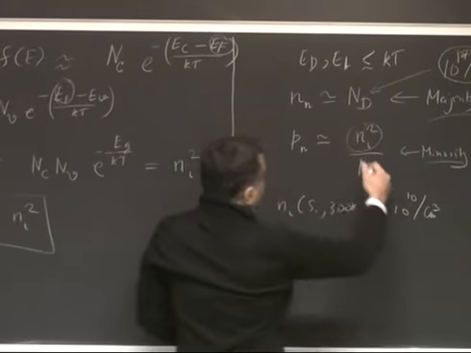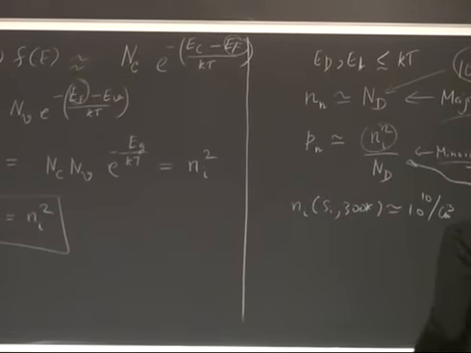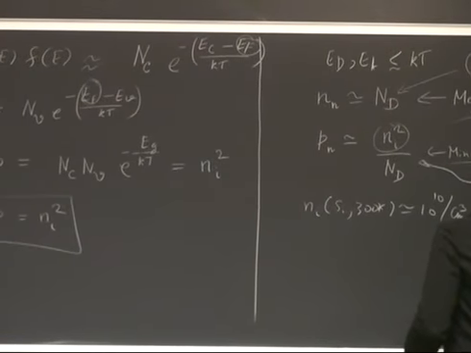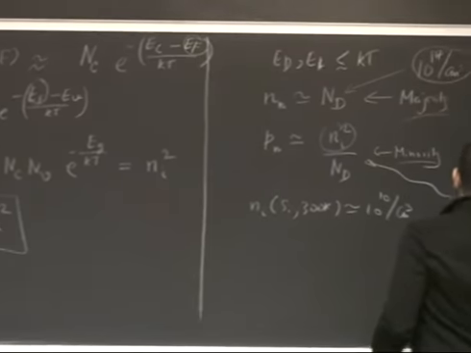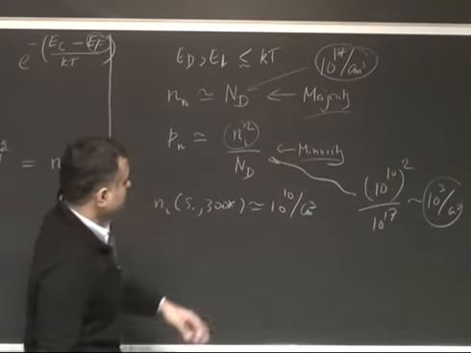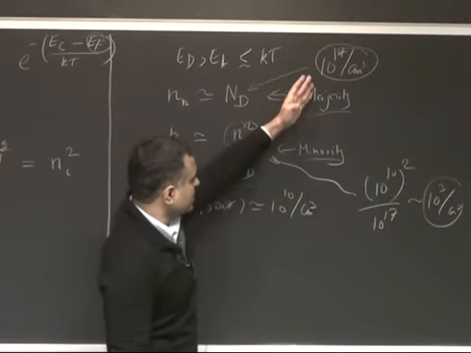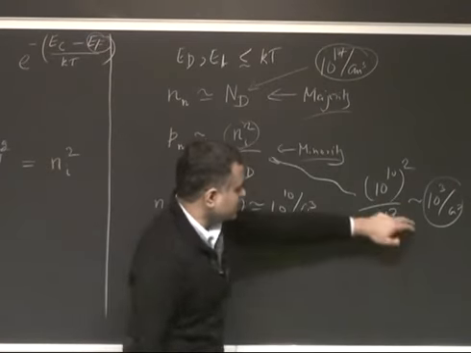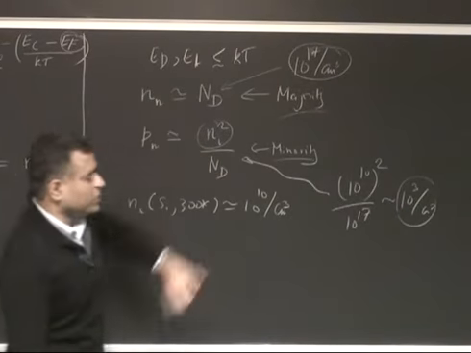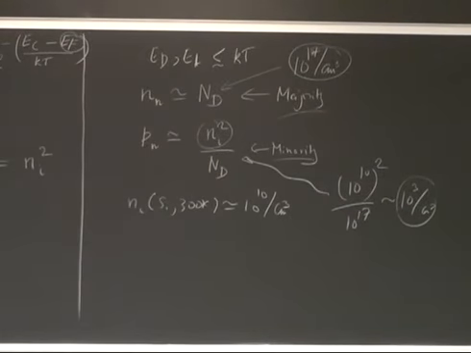And from here, right away, you get that the hole density will be (10^10)^2 over 10^17. So that's 10^3 per cm^3, right? So you can see the reason why they're called majority or minority. This is 10^17 per cm^3 electrons. In the same n-type semiconductor, you have 10^3 per cm^3 holes. So the orders of magnitude are 14 apart. So it's majority and minority carriers.